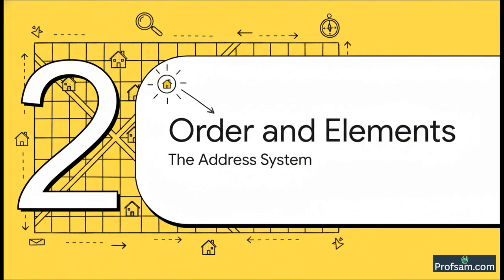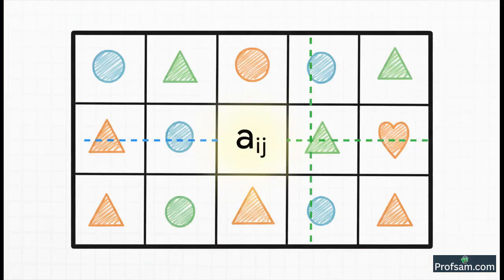It's kind of like having an address system. Think of this notation, Aij, as a kind of GPS coordinate for your data. It gives every number a unique address. The I tells you the row number, and the J tells you the column number.